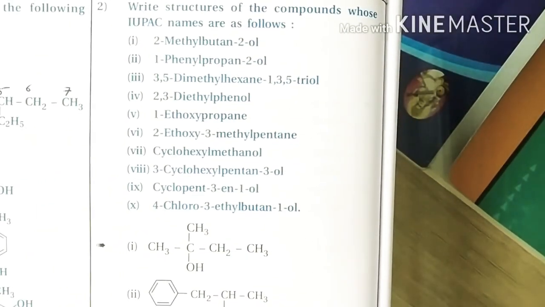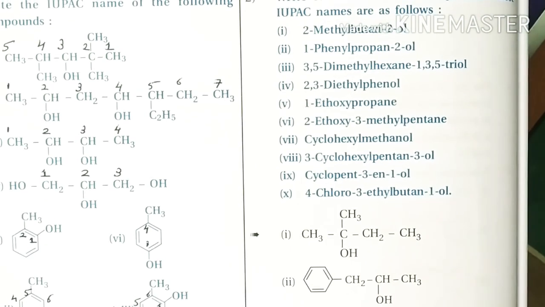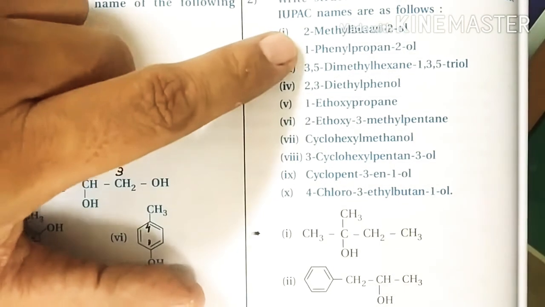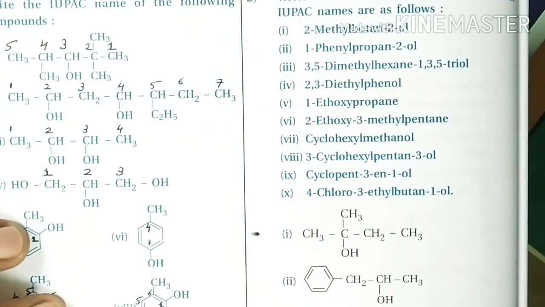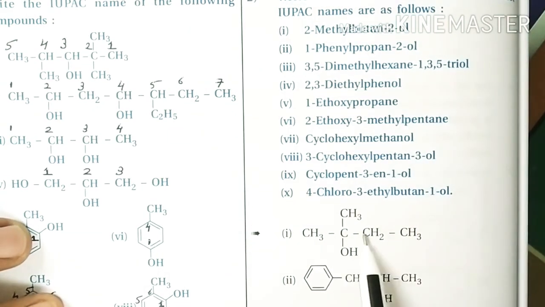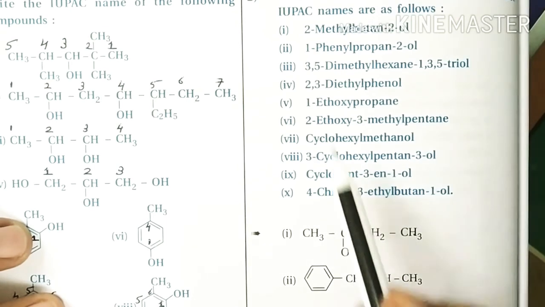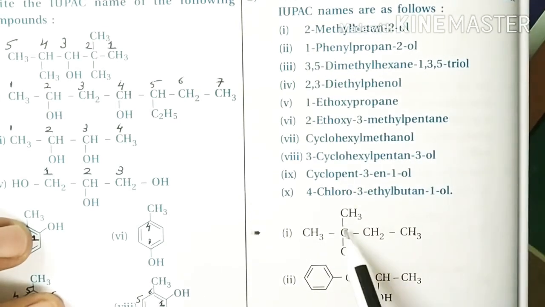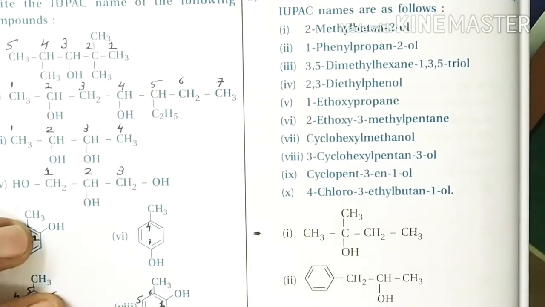Okay, write the structure of the compounds with the IUPAC name as follows. So what we have to do: 2-methyl-butane-2-ol. What is the meaning of 2-methyl-butane-2-ol? First we have to draw 4 different carbons and put the OH group at the number 2 position and a methyl at 2, and now satisfy the valency with hydrogen. So we get this type of structure.